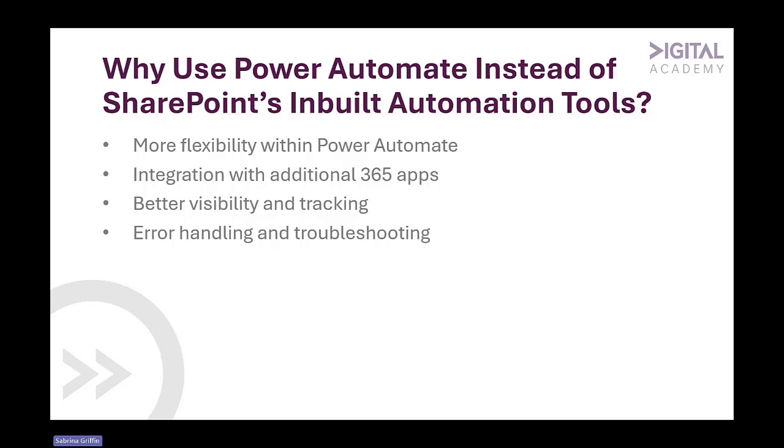With Power Automate, we've got that ability to integrate with additional 365 apps. So for example, with Excel, with Microsoft Planner, we didn't have that option when we were looking at those within SharePoint just now. Power Automate provides better visibility and tracking. So with those inbuilt options that we've just looked at, I can't see, when did that run? How many times has this sent this person an email because someone's added a new document? We can't go in and view that.